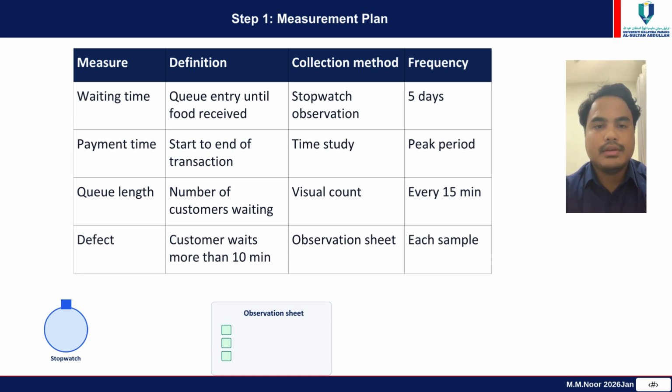Step 1. Measure plan. The main measurement used in this project is the waiting time, which is measured from the moment the customer joins the queue until the customer receives the food. Other supporting measurements include payment time, queue length, and a defect count. In this project, a defect is defined as any customer who waits for more than 10 minutes.